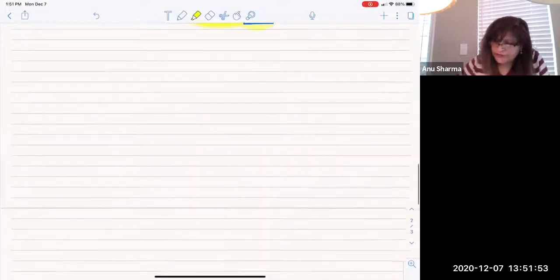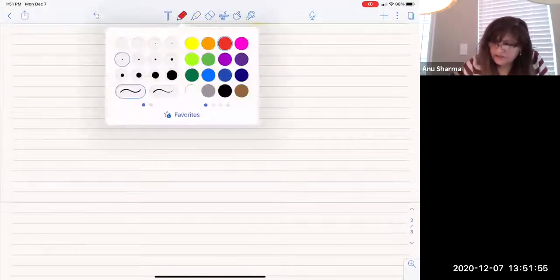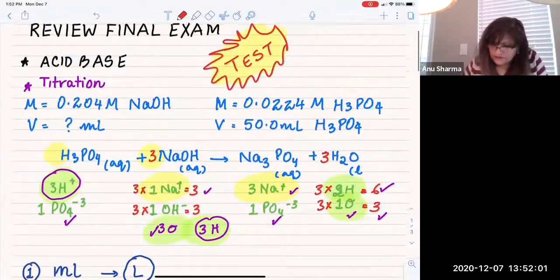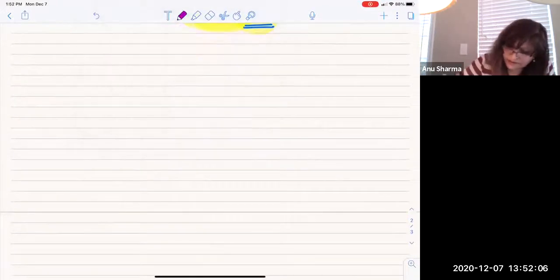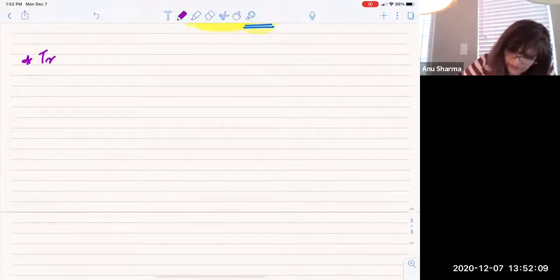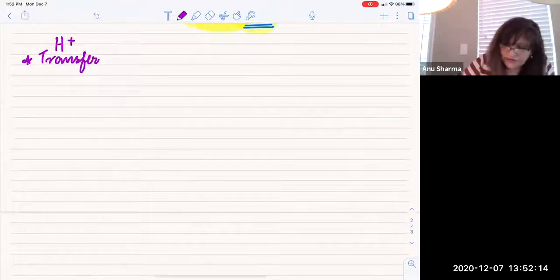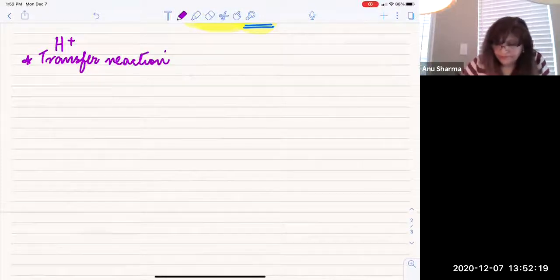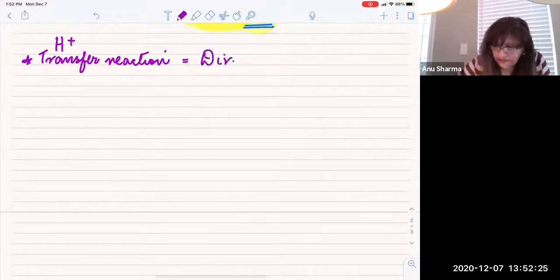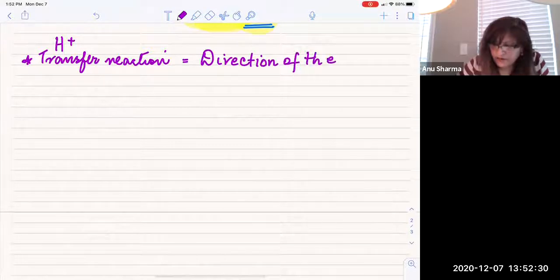Next question is going to be on the transfer reactions. So let me just write this down here. This is number one, titration. Number two is the transfer reactions. These are also called the proton transfer reactions. Okay, proton transfer reaction, and these are also called equilibrium reactions. They tell what is the direction of the equilibrium.